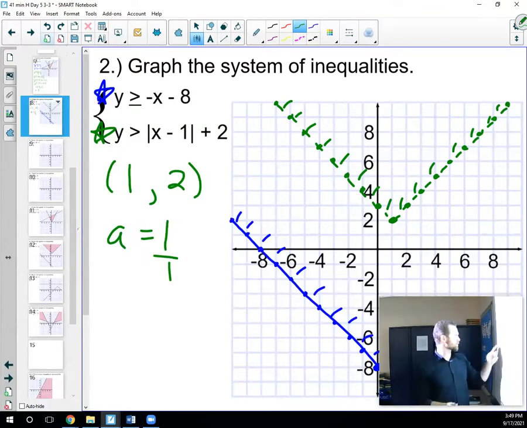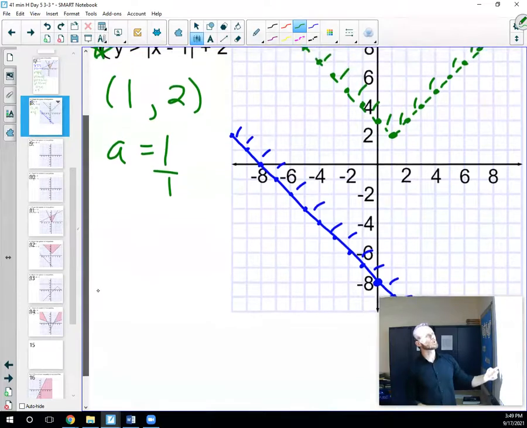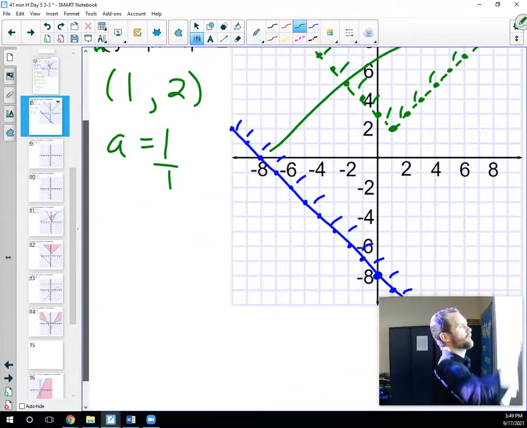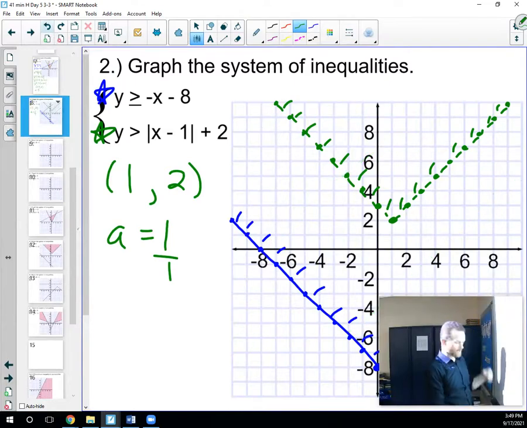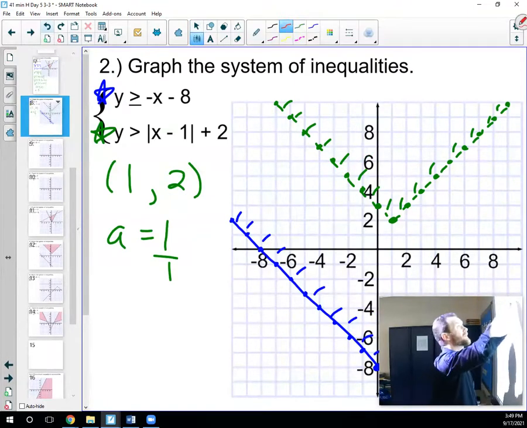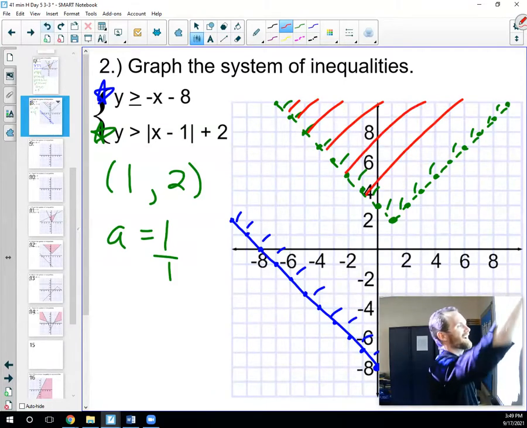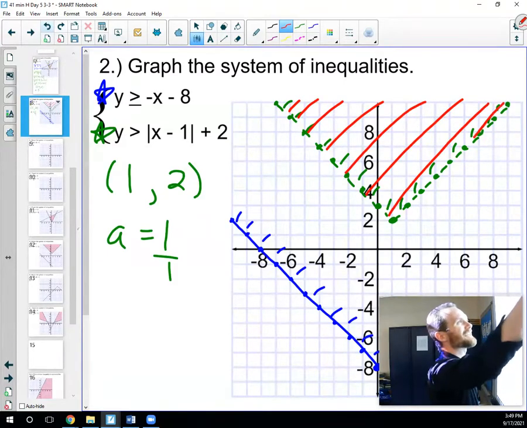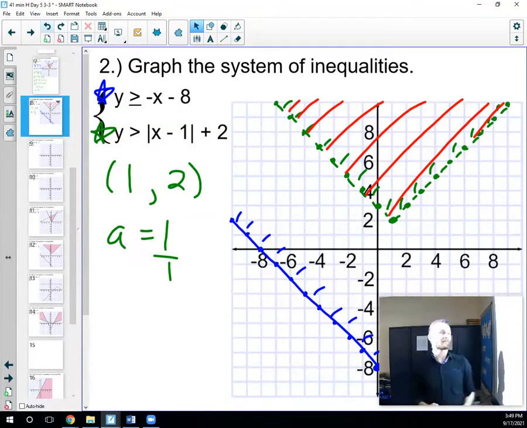Now we have to ask ourselves, where is the shading going to overlap? Well, if we're shading all above that blue line, the only overlap I'm going to see is what's inside the V. So really, everything above the V, I should say. I just made that same mistake. I shouldn't have said inside the V, even though it is. Everything above the V, that's a better way to think about it.